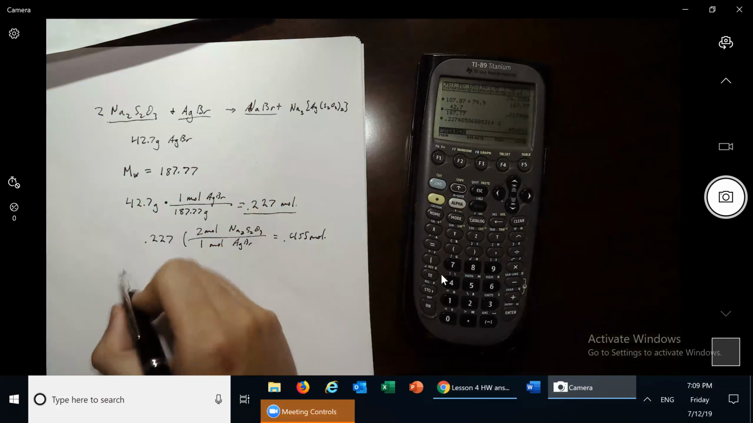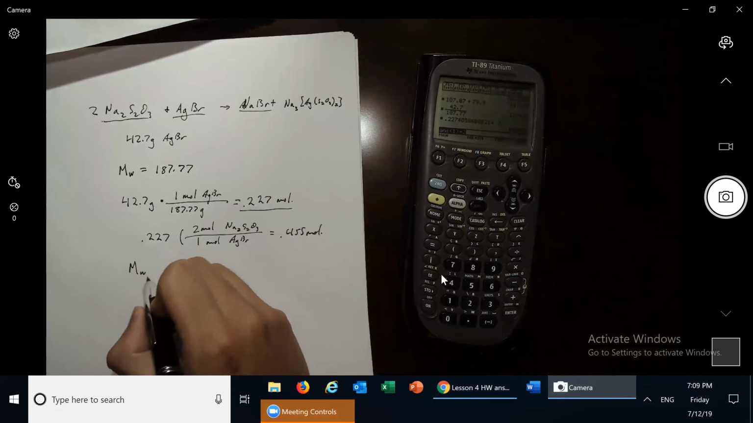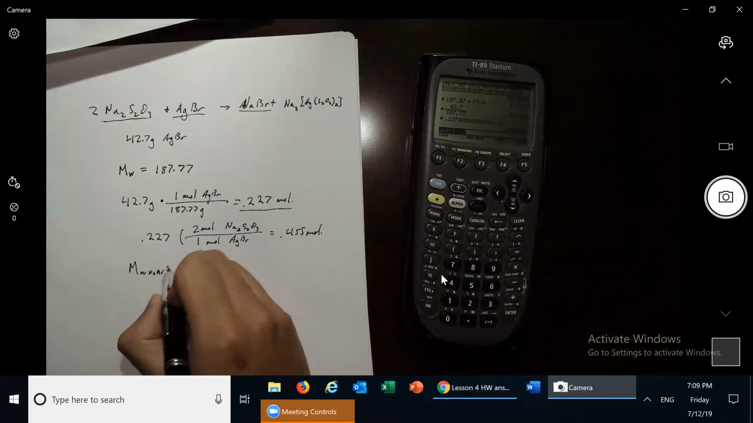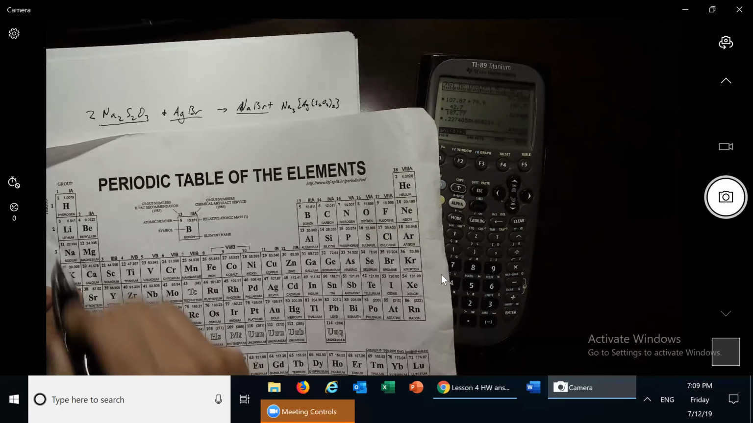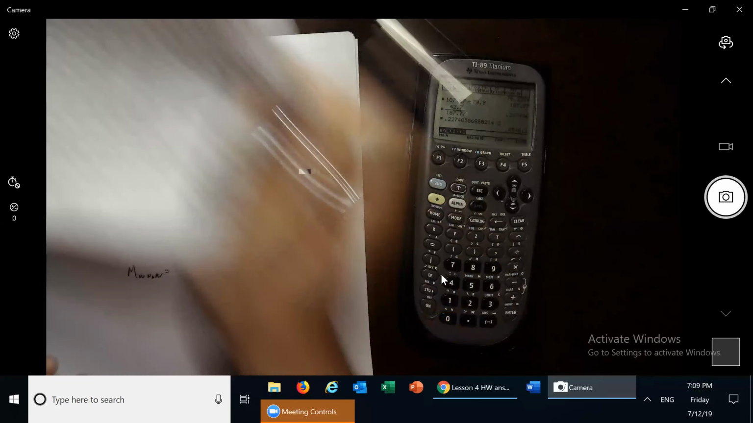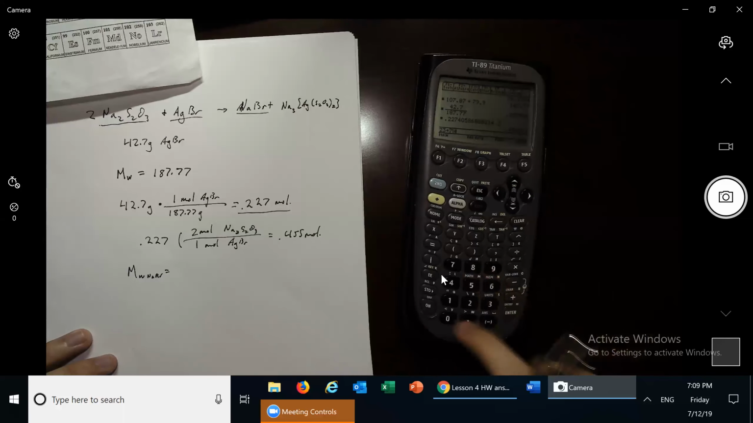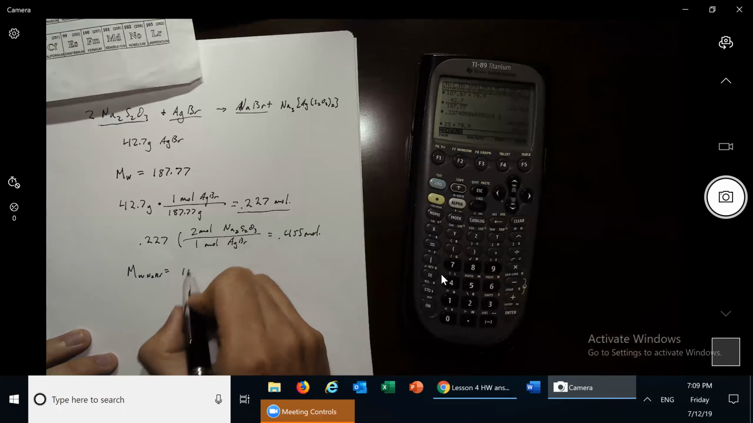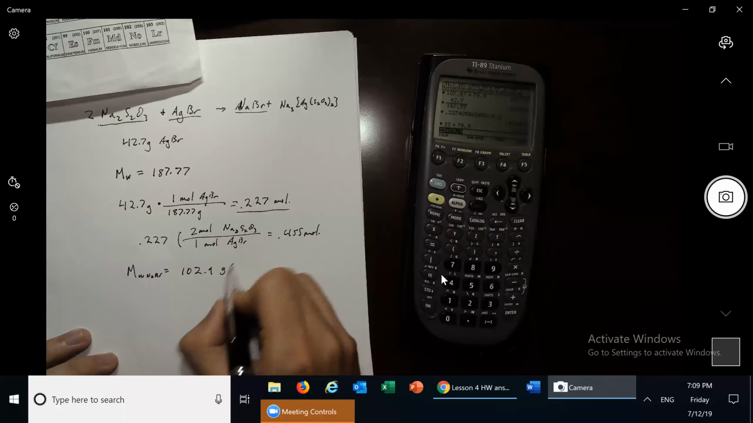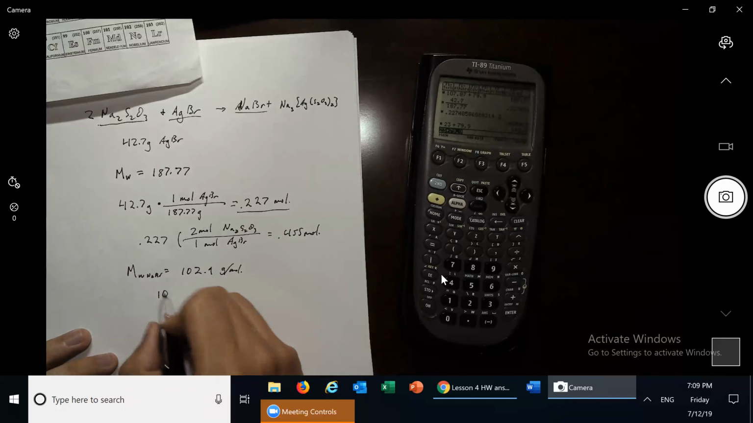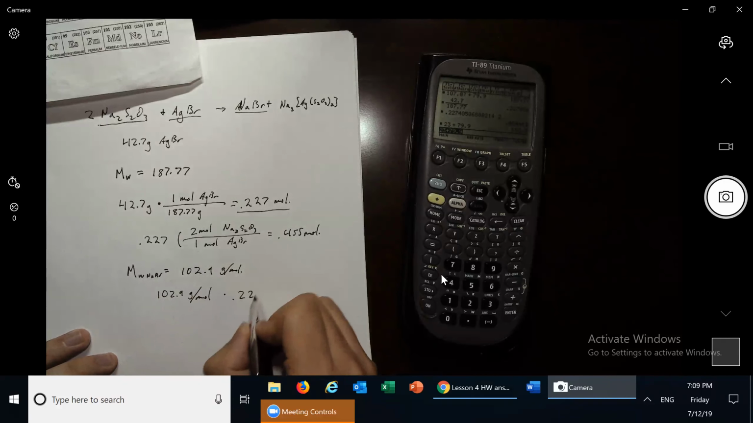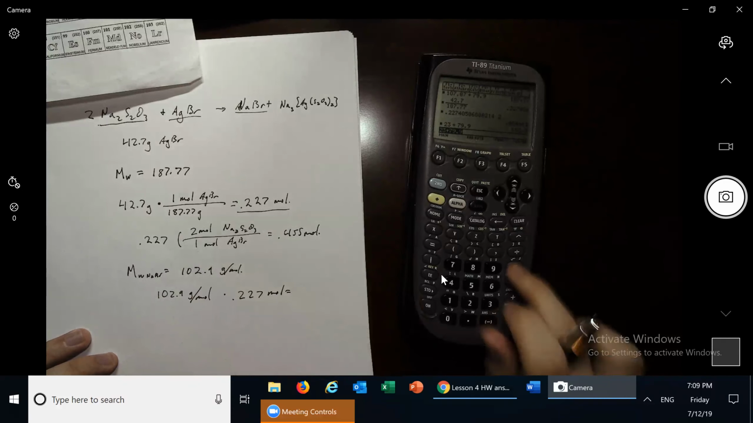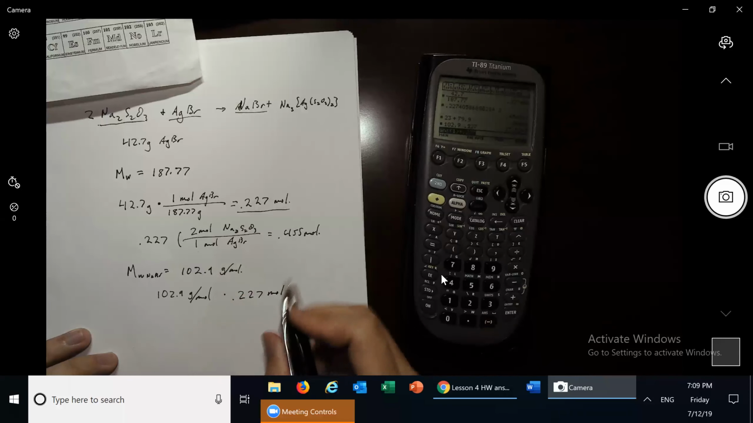So now we just need to find the molecular weight of sodium bromide. That equals 23 plus 79.9, so that equals 102.9. And then 102.9 grams per mole times 0.227 mole equals 23.4 grams. Okay?